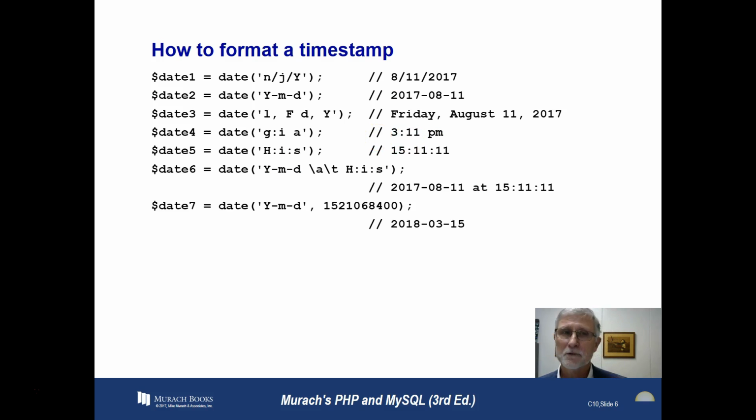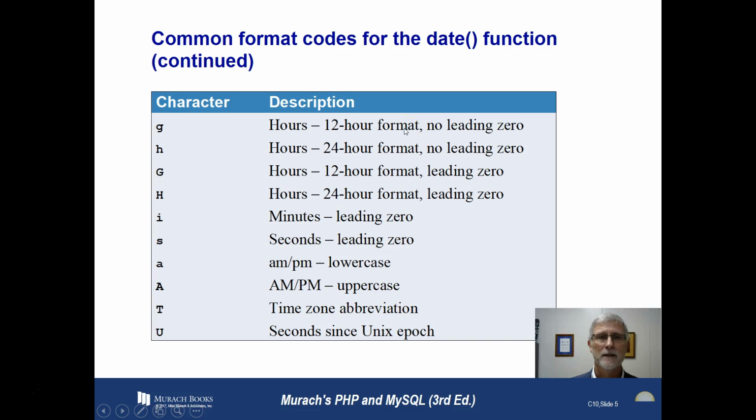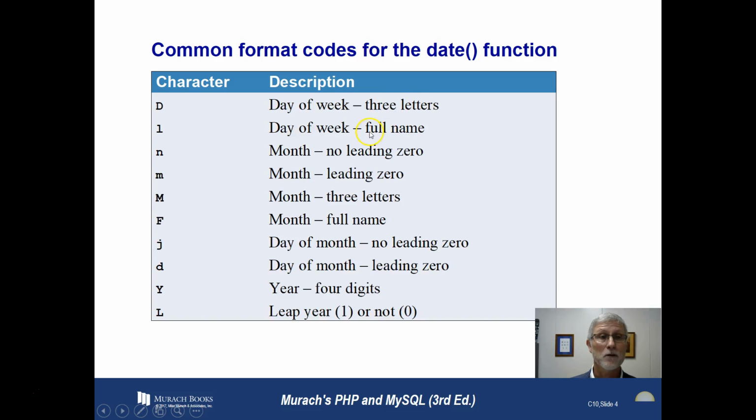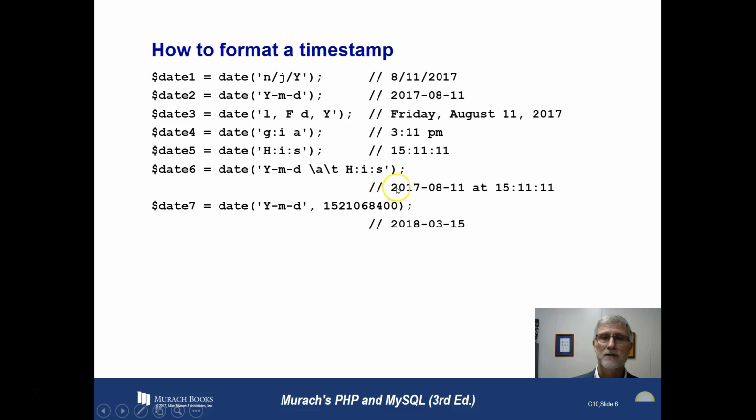So here are some examples. I'm not going to go through each one, but you can say, I want it to be month, day, year. You might wonder why this is an N and it matches a month. Of course, you have to go back up to the code here. N says month with no leading zero. If you want it with a leading zero, you'd use the M. So just keep in mind that sometimes the codes may be a little ambiguous, but you'll get used to it.